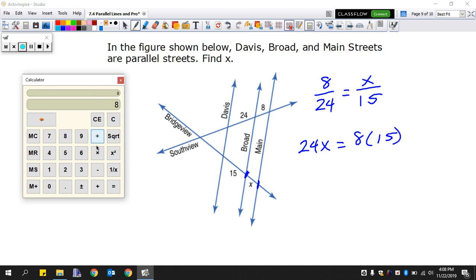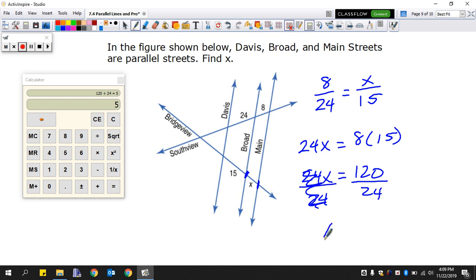8 times 15 is equal to 120. So we have 24x is equal to 120. We divide both sides by 24. 120 divided by 24 is equal to 5, so x is equal to 5.